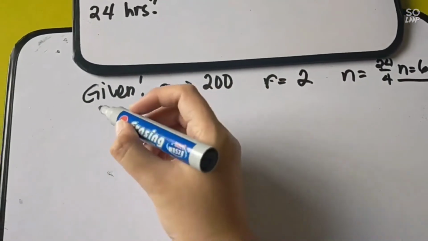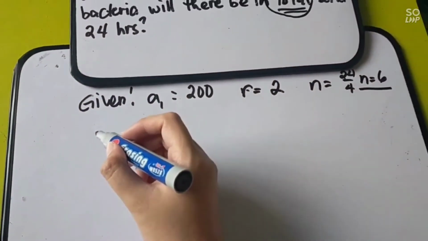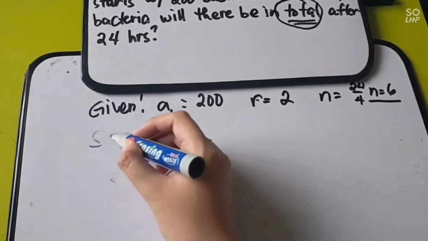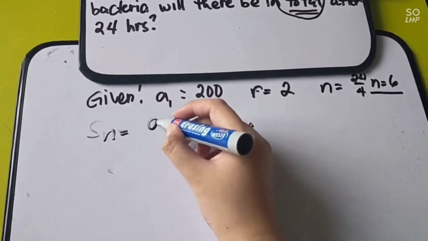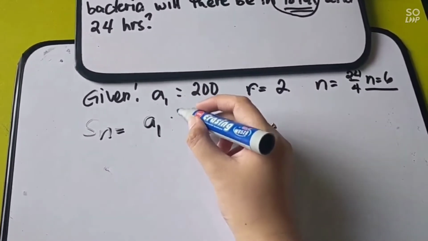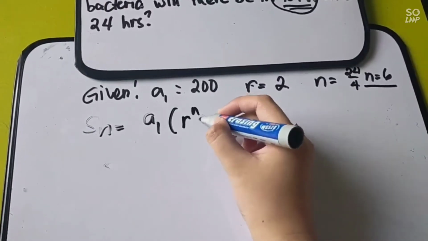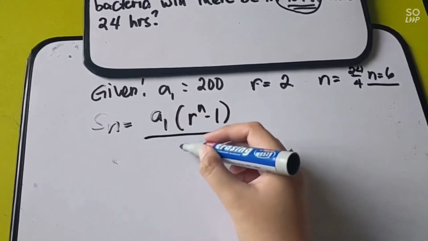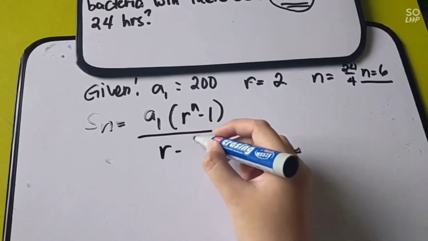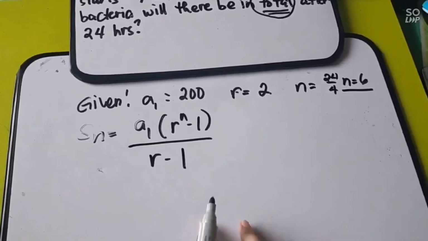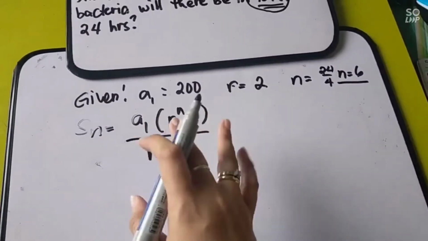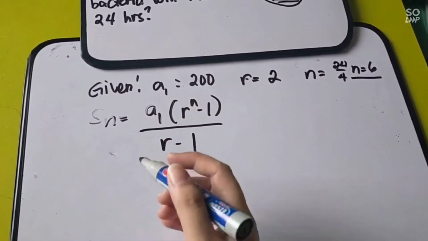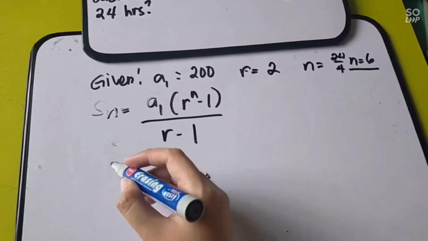So, our formula, since we have a geometric series, is S sub n equals a sub 1 times r raised to n minus 1, all over r minus 1. Why did I use this one? So that it won't have a negative. Right? If it's the other way around, you will also get a negative. So, we have here, then substitute.